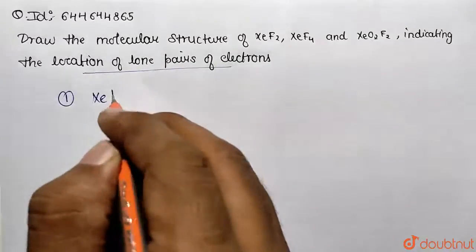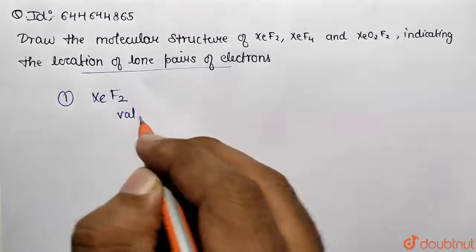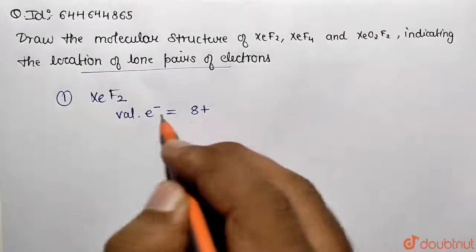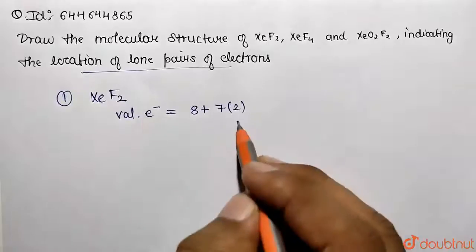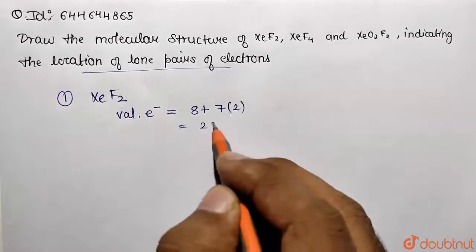First of all, this is the molecule given to us and we need to calculate the total number of valence electrons present in that molecule. Xenon has 8 valence electrons and fluorine has 7 valence electrons, and there are 2 fluorines, that's why I multiplied by 2. So total 14 plus 8 gives you 22.